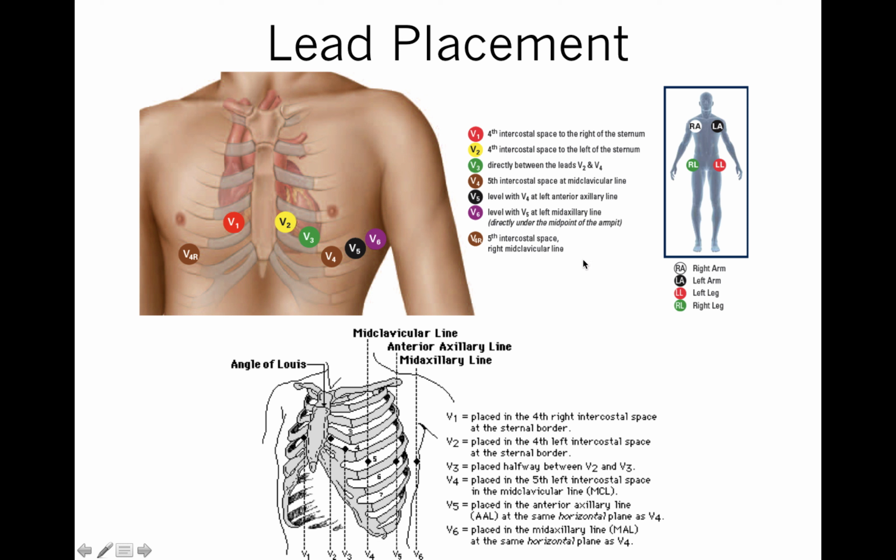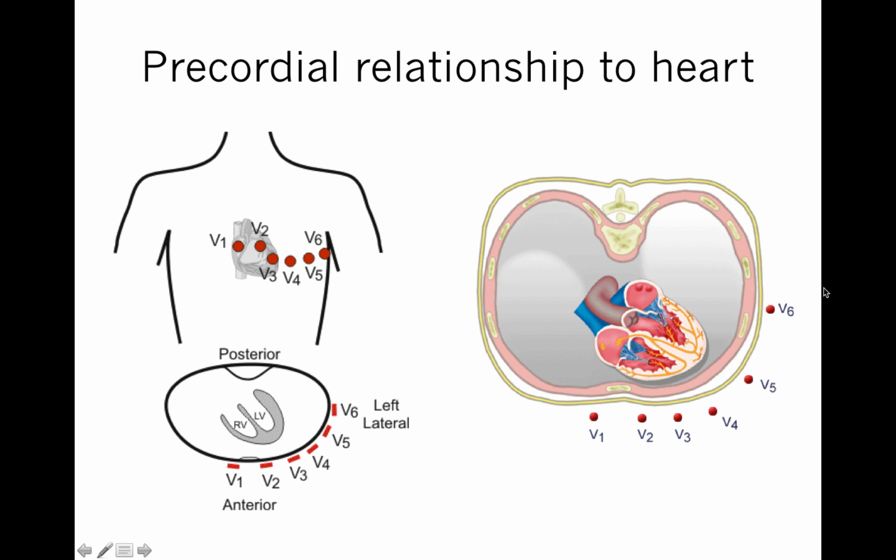The rest of the precordium leads are placed according to the instructions over here, where V6 is placed at the mid-axillary line. The limb leads are placed exactly where they're labeled: the right arm, right leg, left leg. This shows the precordial leads, how they are positioned around the heart so that we get a view of the right ventricle and the left ventricle. V1 really reflects the right ventricular depolarization because it sits next to it. V2 and V3 are more septal leads, whereas V5 and V6 are more towards the apex and lateral LV wall.